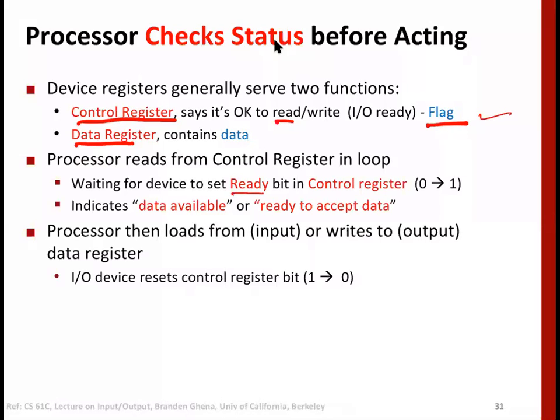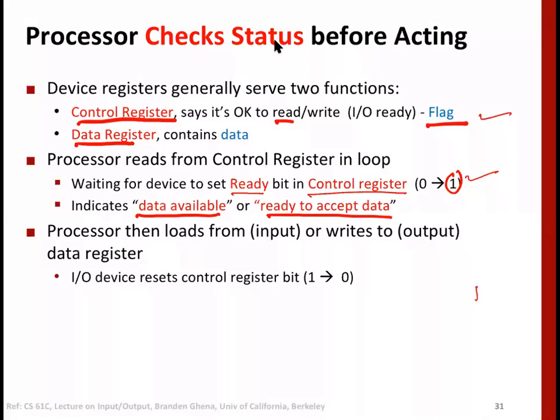When, in the control register, it changes from 0 to 1, it means that the device is ready for IO. Okay, so when it changes to 1, then we know that either its data is available. If it is an input device like a mouse, then it means that the mouse has some data for the CPU. Or in case of a printer, for example, it is ready to accept data.